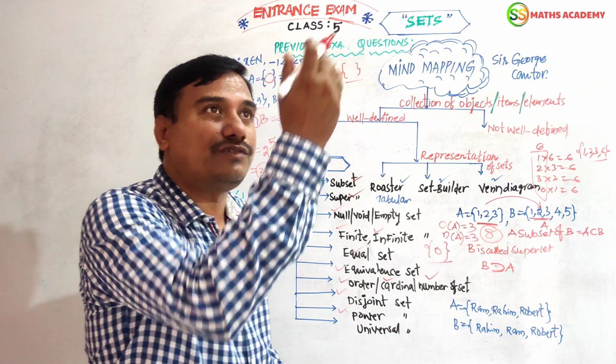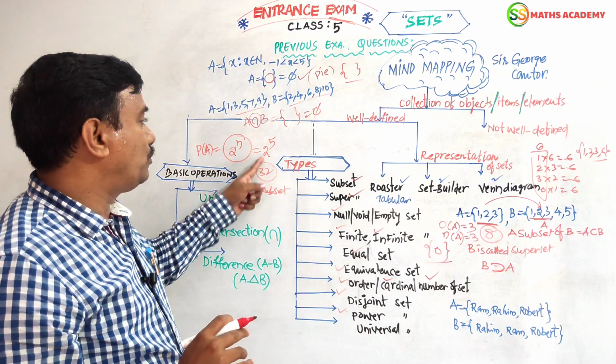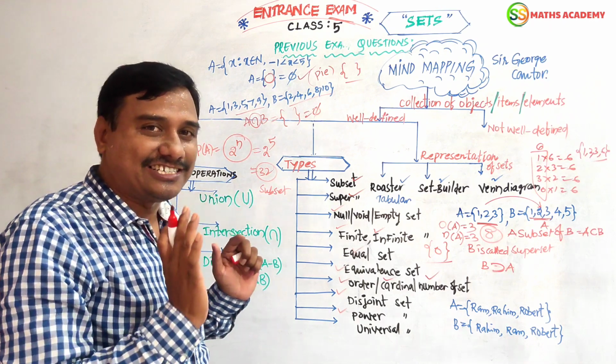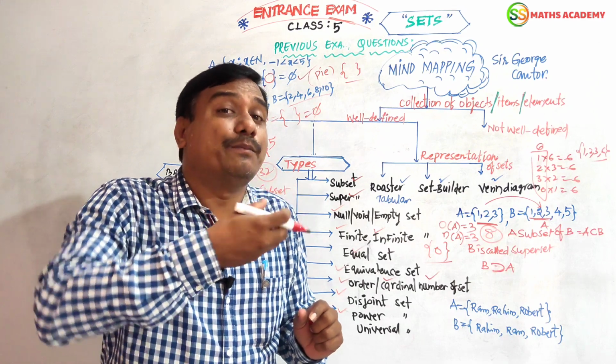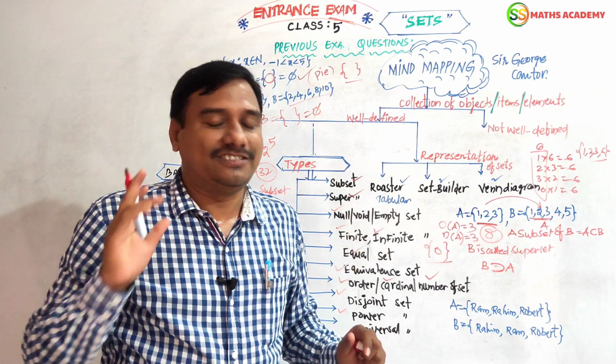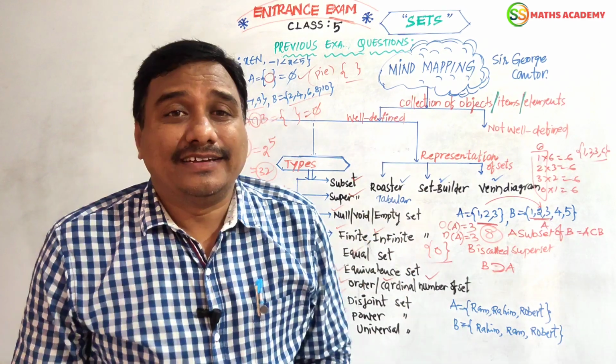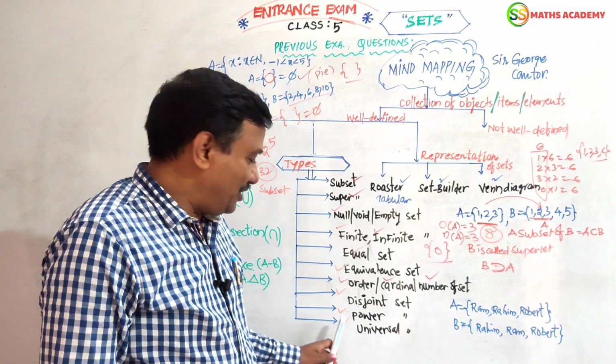If there are 4 elements, it will be 2 to the power of 4, 16. If there are 5, 2 to the power of 5 means 32. Like that we can say the answer. They are not asking for a lengthy answer. They are asking how many proper subsets this set consists of. That's it. Next, last one but not least, the universal set.